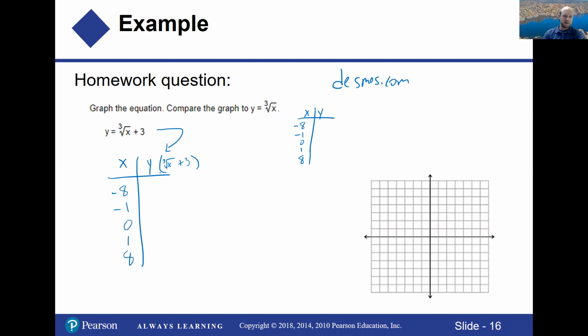Okay, so let's plug it in here. The cube root of -8 is -2 plus 3 is 1. Cube root of -1 is -1 plus 3 is 2. I'm going too fast. Slow yourself down and try these, or type them into your calculator. So this is going to be 4, and then this is going to be 5. And here, this is going to be a -2. This is going to be -1, 0, 1, and 2.